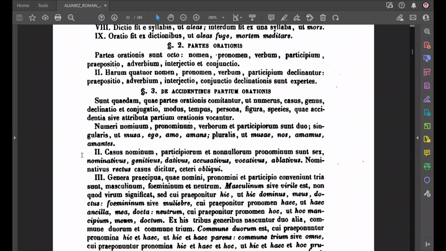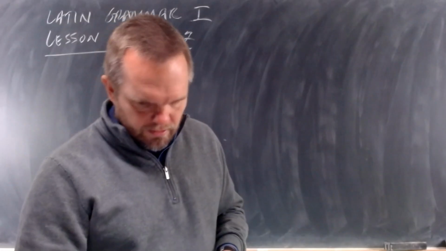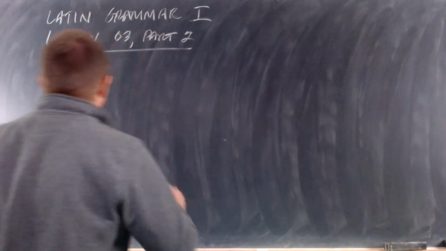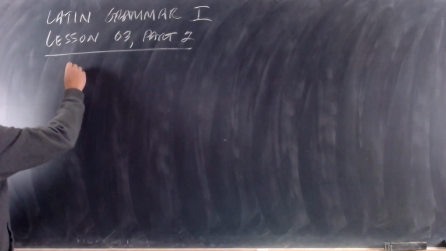For number, we said there are two different options for number. What are they? Singular and plural. And then we learned that there are 6 cases. 6 cases of nouns. So just a quick outline you might want to jot in your notes.